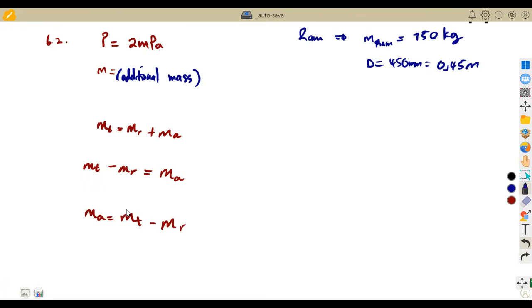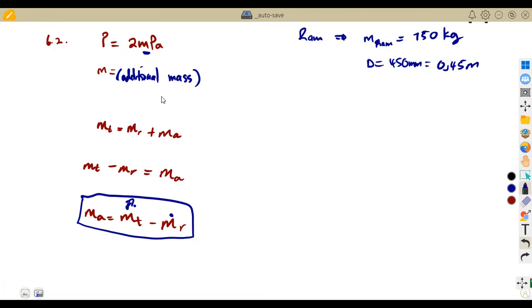But the question is, where are we going to have the total mass? This is the formula that we're going to use. Yes, but where are we going to get the total mass? We have the mass on the RAM in this case, but what about the total mass? Where are we going to get it from? So the total mass, we are going to work it out from the pressure. Remember, it must operate at a pressure of what? At a pressure of 2 megapascal. So from this pressure that we are working with, what is it that we're going to have?